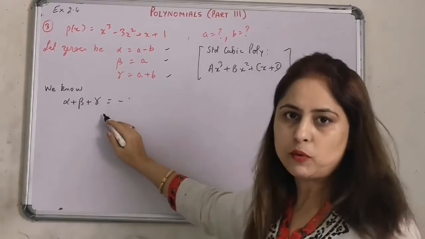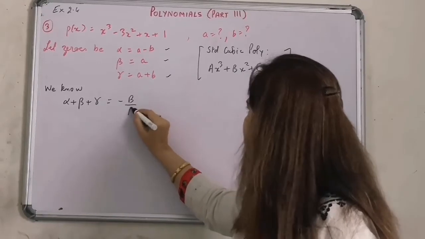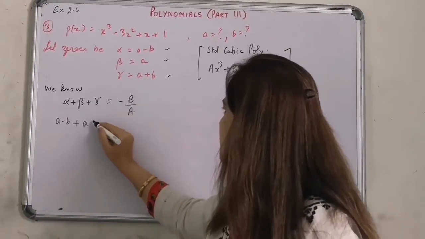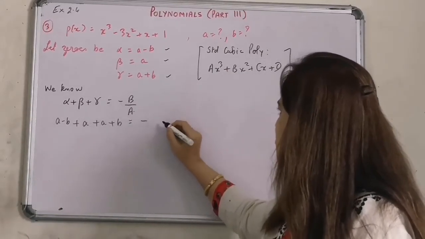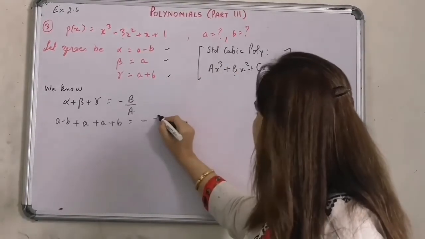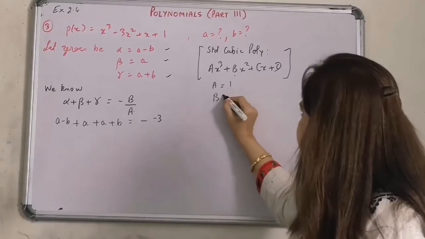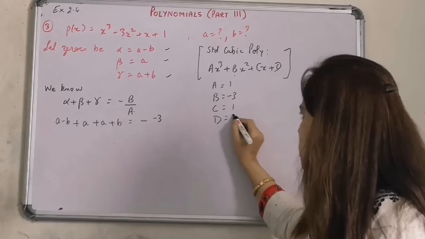So we know that the sum of the zeros of the cubic polynomial is equal to minus B upon A. It means a minus b plus a plus a plus b is equal to minus of B. B over here is minus 3, right? Let's pen down the values. If you want, capital A is 1, capital B is minus 3, capital C is 1 and capital D is again 1.